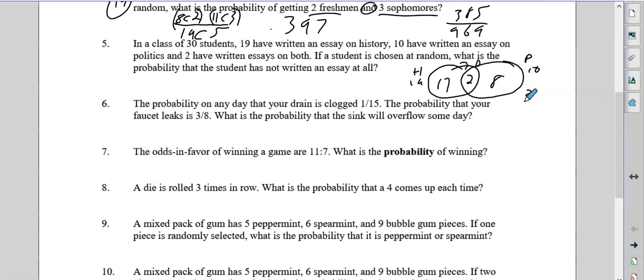So what is the probability a student has not written an essay at all? Well, that would be 3 out of the 30, or 1 out of 10.